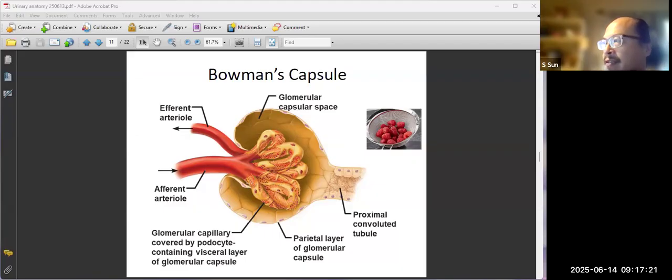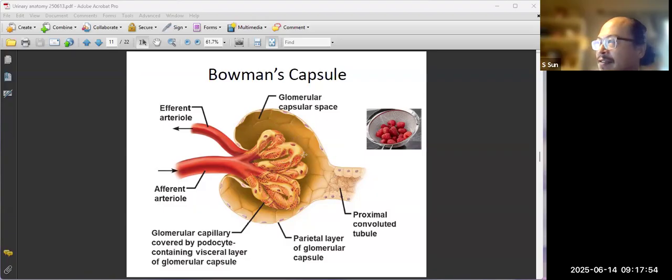It also determines the size of the filtrates, which ones can go out and which ones cannot. If something is larger than this gap, it cannot go out. So it also sets the strainer's size, basically. So that's the Bowman's capsule.